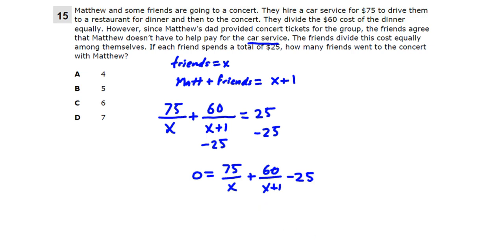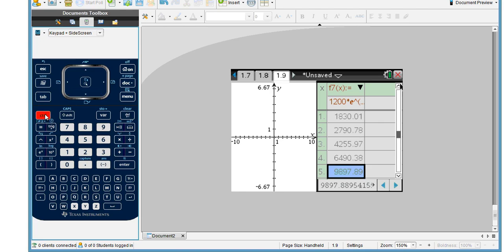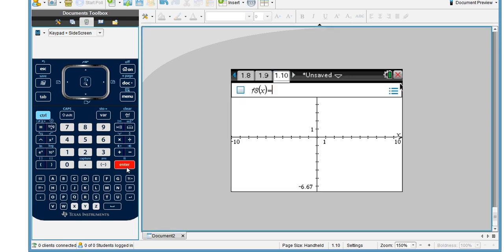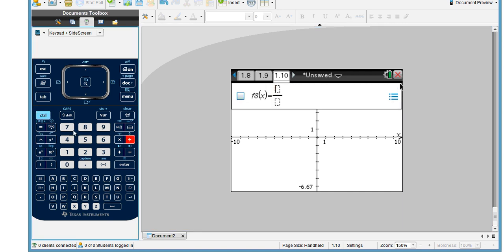So let's go to the calculator, see what we got. We go to Control I, add graph, and we're going to say, okay, we'll have 75 over X, and we're going to have plus 60 over X plus 1, and then we're going to have minus 25.